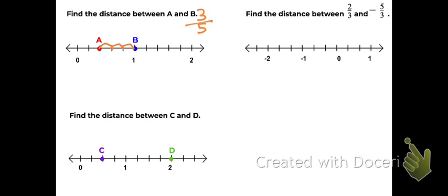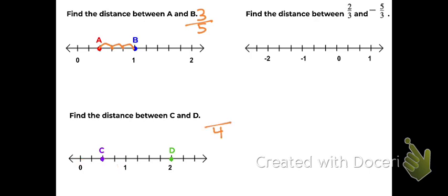Now let's do the same for finding the distance between C and D, the purple and green dot. So our first step is to figure out how many parts a whole number is broken into. 1, 2, 3, 4. So our denominator is 4.